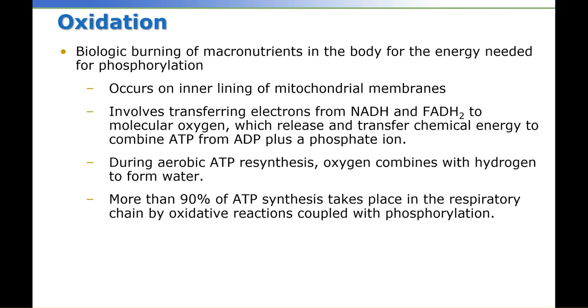Cellular oxidation, if you look at it on page 150, occurs in the presence of oxygen, and in the cell it's occurring in the Krebs cycle, or the CAC, citric acid cycle. What it does is it involves transferring the electrons from NAD and FADH2 to molecular oxygen, which releases and transfers chemical energy to combine ATP from ADP plus a phosphate ion. During aerobic ATP resynthesis, oxygen combines with hydrogen to form water.